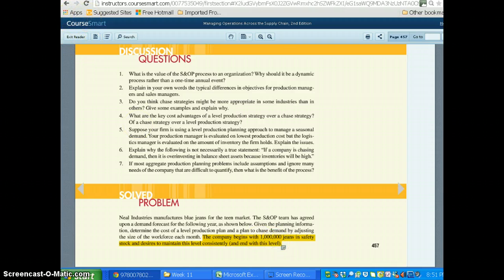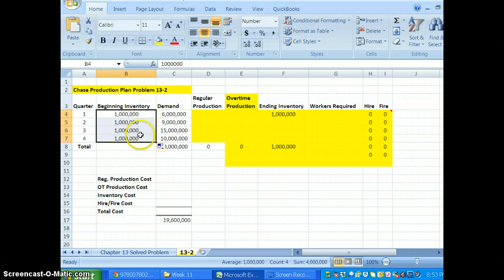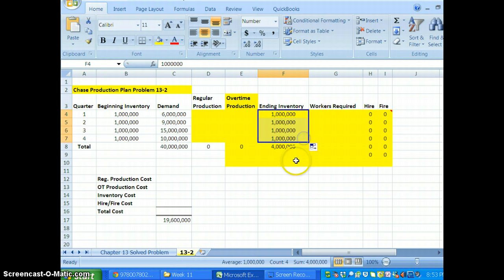So I would insert the beginning inventory, and then I would just copy it down, because you know that they want to keep beginning and ending inventory level. I would do the same thing with ending inventory, copy it down for all 4 quarters, and the spreadsheet is already formatted so it totals what ending inventory is. Actually, that's the total for all 4 quarters, so it's for the period that we're doing our production plan for.